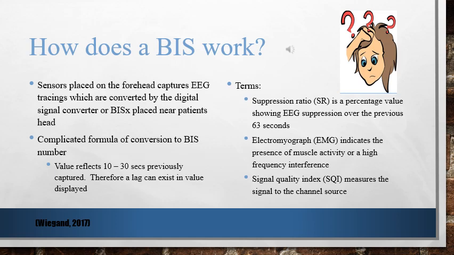And the other thing here is the electromyograph, so the EMG. And this indicates that there's actually some muscle activity or a high frequency interference. So there could be something near the patient. Is there a phone near it? Is there something that's messing up the signal conversion? So look to troubleshoot that one. And then you actually have the signal quality index, SQI, and this will actually measure the signal to the channel source. So that is usually in a solid green on our monitors at North Florida.